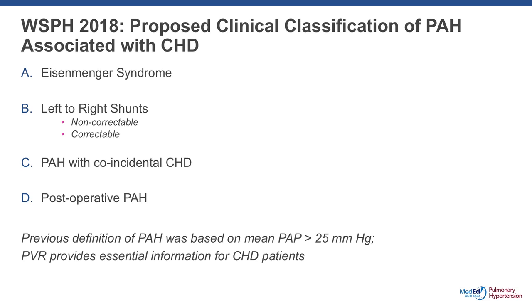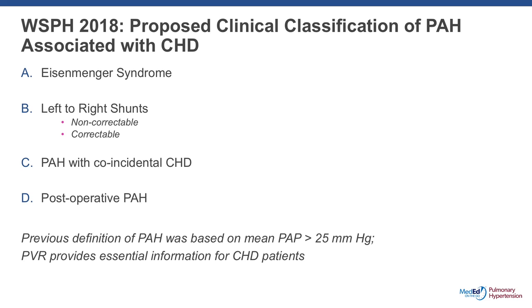The second group are patients with left to right shunts. So they may have pulmonary hypertension, but still primarily be shunting left to right, or may have more mixed flow. And sometimes those patients can be corrected, but sometimes their pulmonary vascular disease is too severe and they're non-correctable.